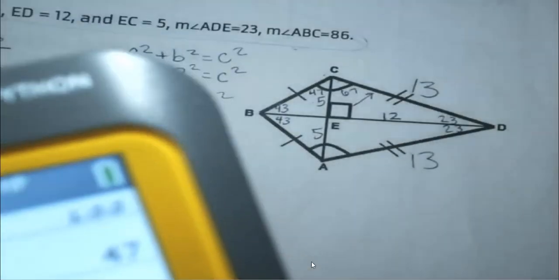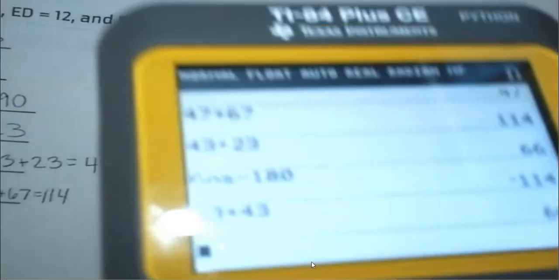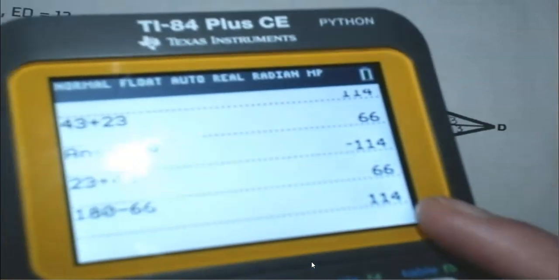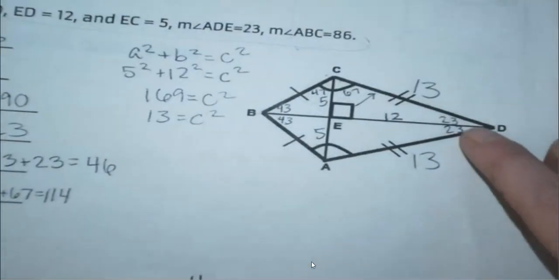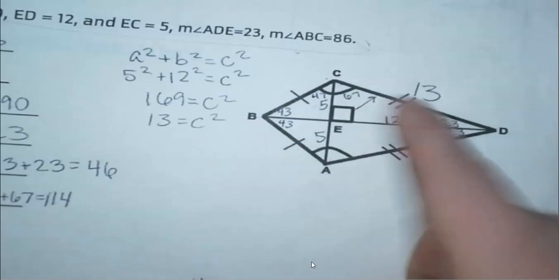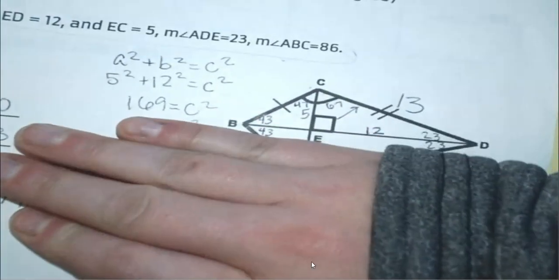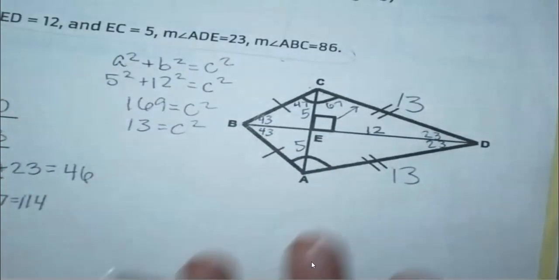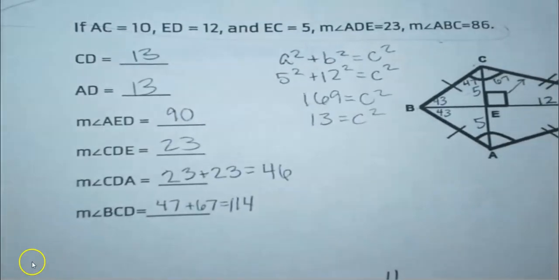So if you take 23 plus 43, you get 66. 180 minus 66 is 114. So it's literally the same answer. Cover this bottom half up, and it acts like this line isn't here. This plus that whole thing. Same thing. All right, let's go to the next page.